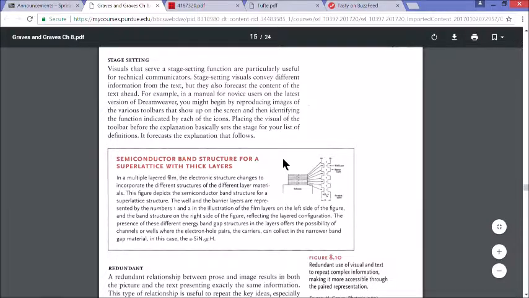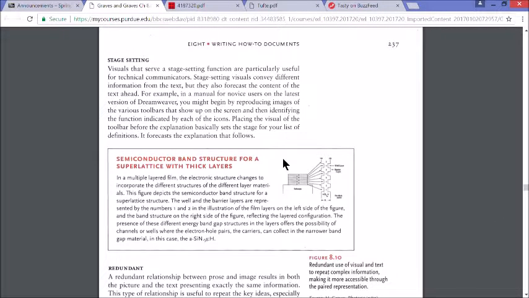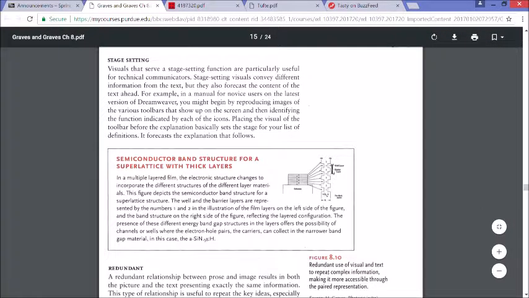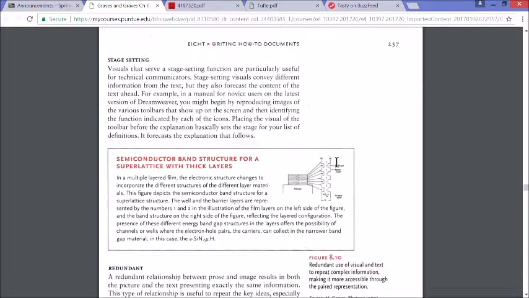So the first is stage setting, which is using visuals to communicate information that is different than the text on the same page, but is used to forecast the content of the text ahead. So that's presenting a visual, in this case, I believe it is a diagram, of content that is coming up later in the presentation. Presenting it early allows the user to understand the image and how the different pieces relate, and then it gets explained.